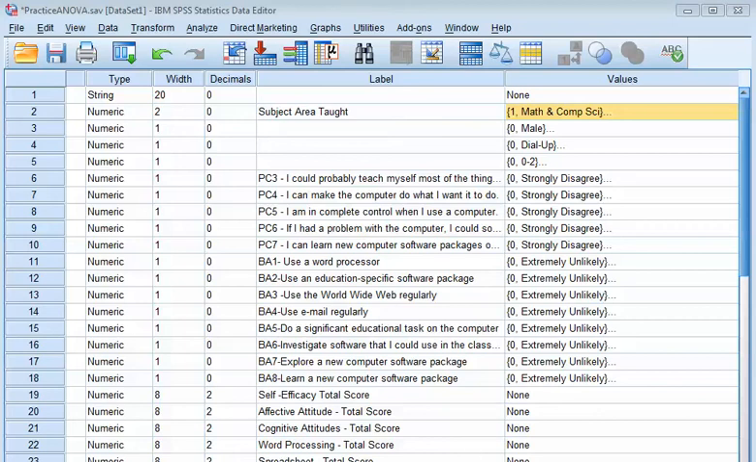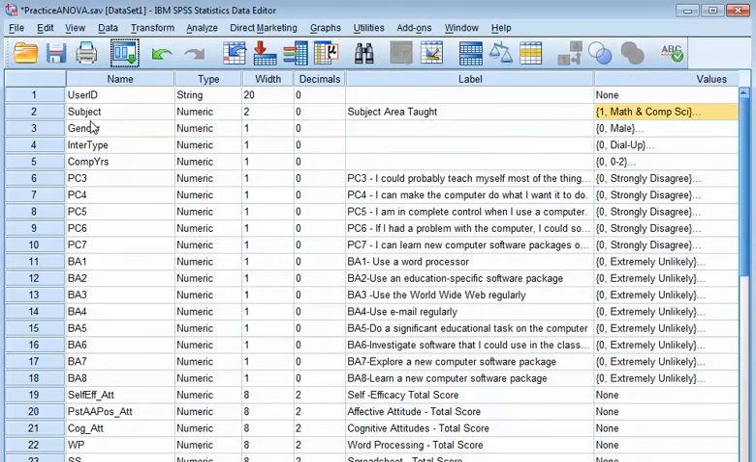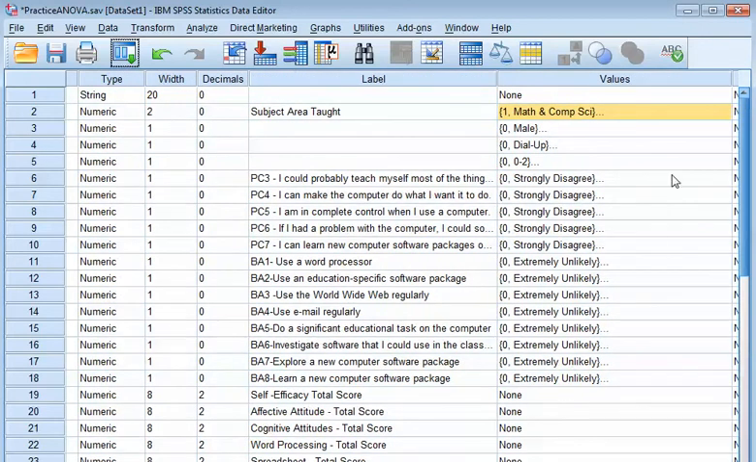I'm going to run an analysis of variance. If you recall, an analysis of variance is run when there are 3 or more independent groups and you want to compare them on a specific variable. If you have 2 groups, you can use an independent t-test, but if you have 3 or more, you have to use an ANOVA. In this case, we're going to take a look at 3 groups in subject, and this is the subject area taught by a pre-service teacher.